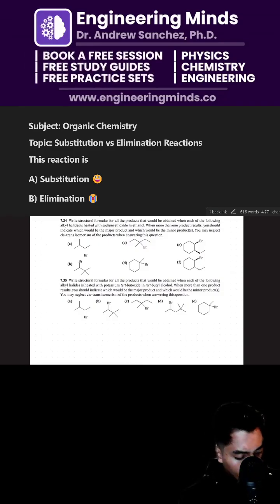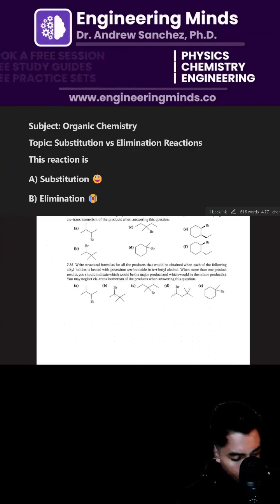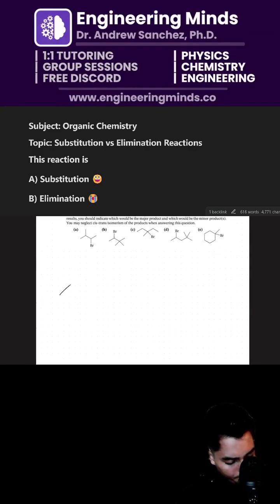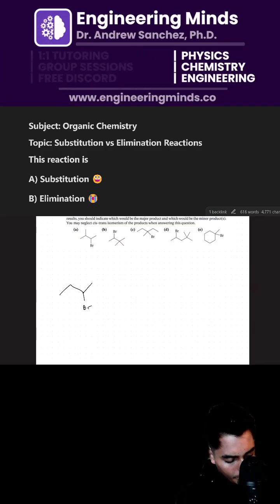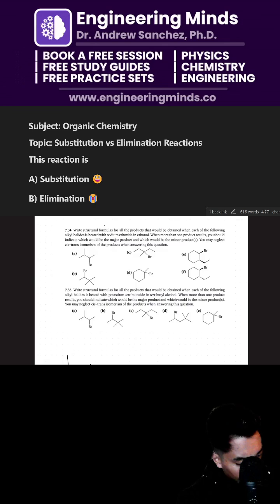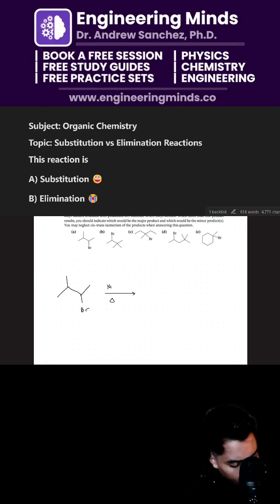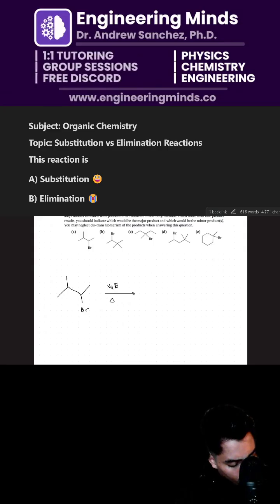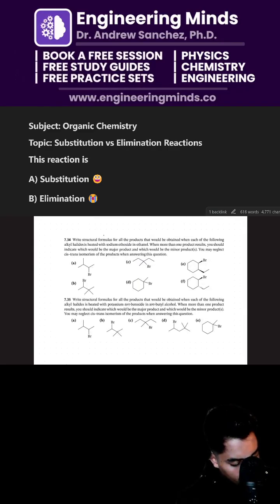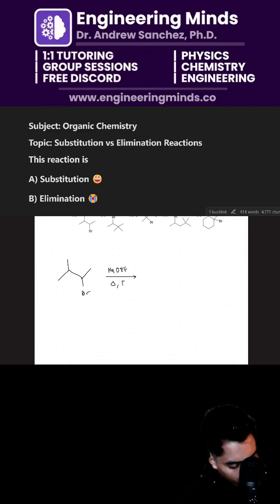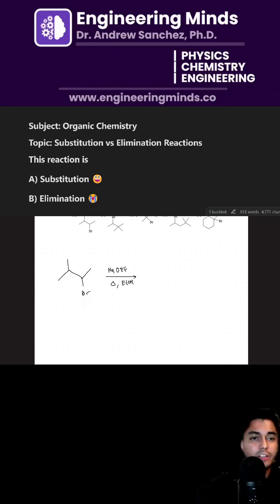All right, so here we have our first one. We're gonna go ahead and draw that first reaction. Bonus points if you can name the reactant and the product. And so first, it says heat with sodium ethoxide, NaOEt, and then also ethanol. Okay, so we have sodium ethoxide and then ethanol.